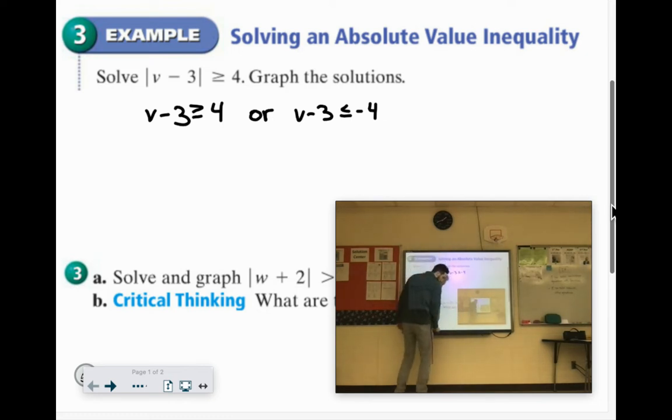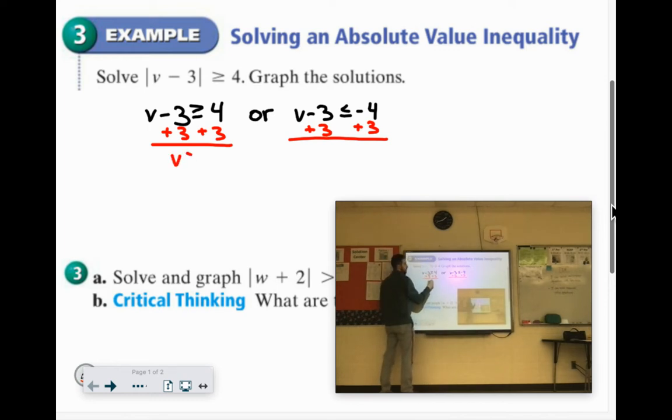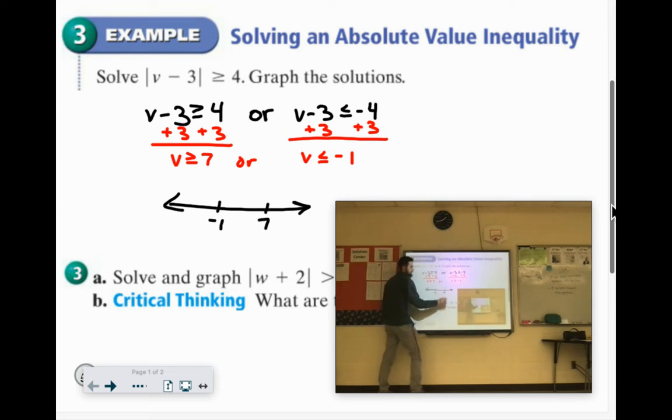So we solve them both. They're both going to have the same step, plus 3, plus 3. So we end up with v is greater than or equal to 7, or v is less than or equal to negative 1. We graph them. On a number line, negative 1 would come first. They both have solid dots. Numbers less than or equal to negative 1 are to the left. Greater than or equal to 7 are to the right.